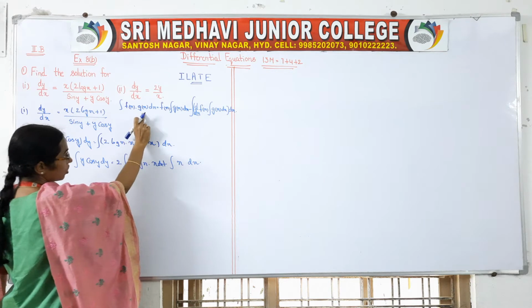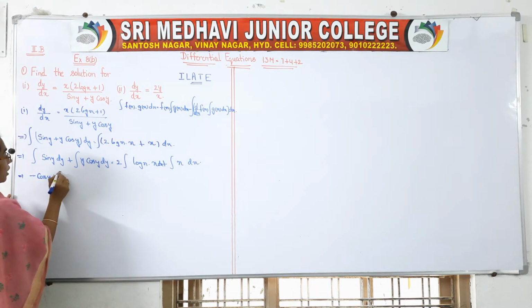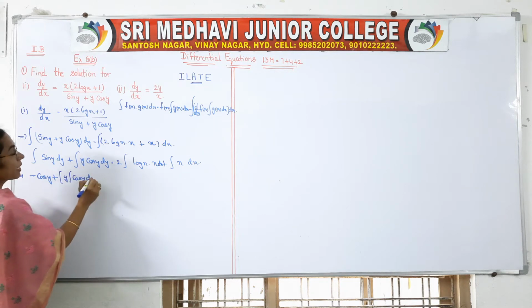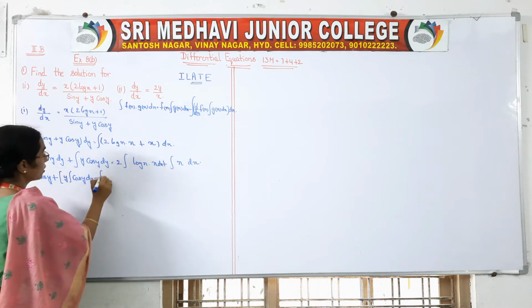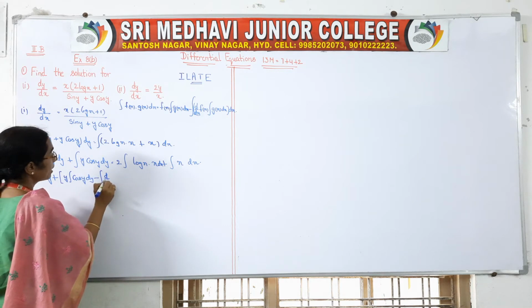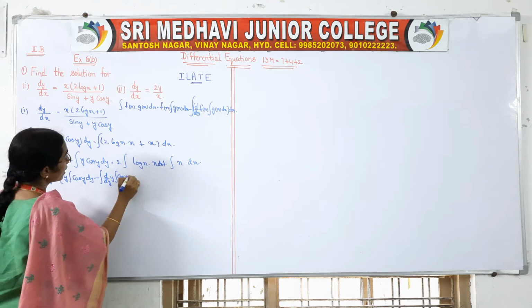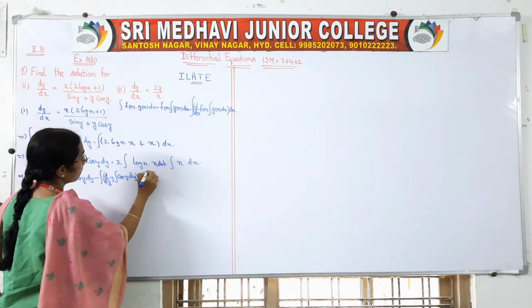Integral f of x into g of x dx is equal to that formula we have to apply. So y into f of x into integral g of x, cos y dy, minus, here dy is there, that's why we will take dy. So next d by dy of y, integral cos y dy, whole dy.